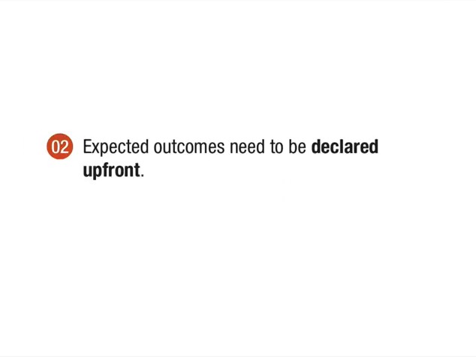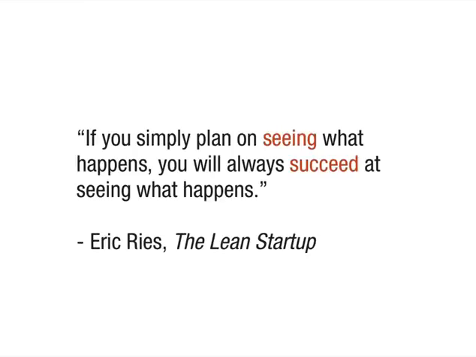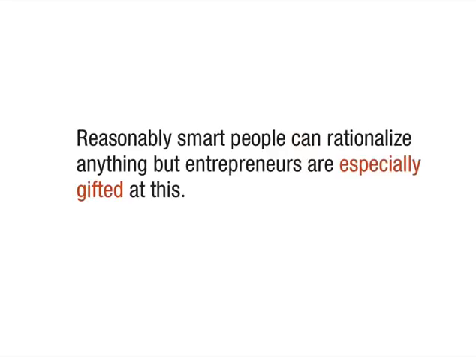Next, the expected outcomes of your experiments need to be declared up front. This is very important because if you simply plan on seeing what happens, you will always succeed because something will happen. It's then very easy to rationalize whatever happens, good or bad, to fit into your mental model or reality distortion field and convince yourself that you are on the right track.